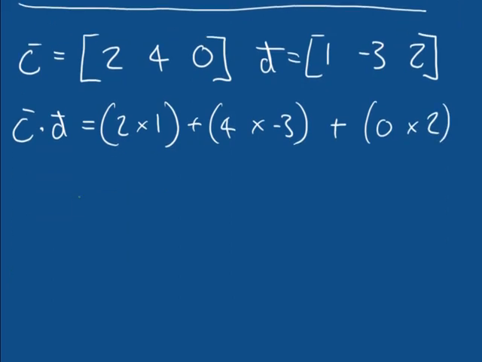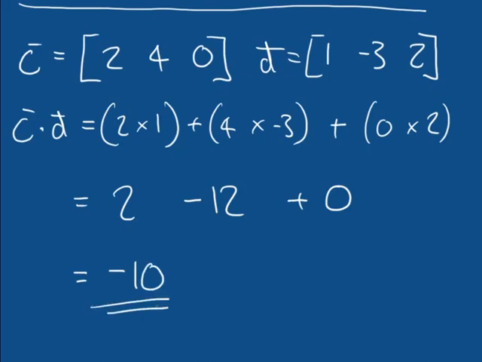So if we work that out, we know that 2 times 1 is 2. 4 times minus 3 is minus 12, so we're going to be subtracting 12. And 0 times 2 is 0, so add 0. So we've got 2 minus 12. That gives us a dot product equal to a value of negative 10. So again, we know that this is a scalar value, hence the fact that the dot product is sometimes referred to as the scalar product. It results in a single scalar value. So we know that c dot d is equal to minus 10.